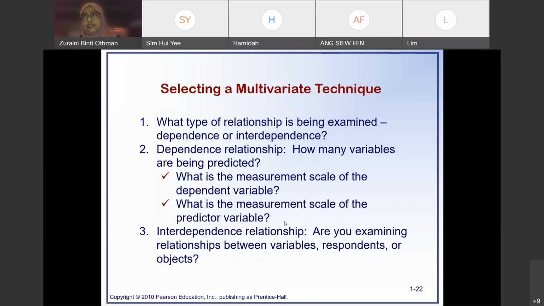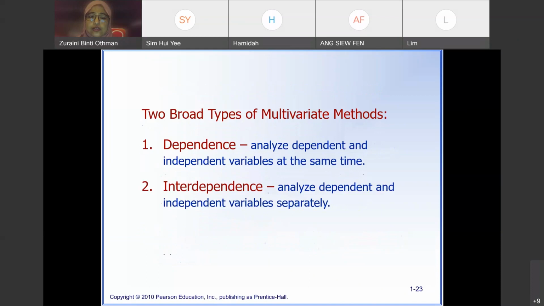Okay, after this, in the next chapter, we will learn about analysis of variance. We want to know the interaction between one variable and another variable, one factor and another factor. There are two broad types of multivariate method: dependence and interdependence. Dependence analyzes dependent and independent variables at the same time, but interdependence analyzes them separately.